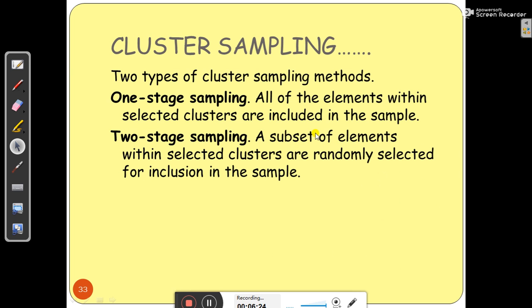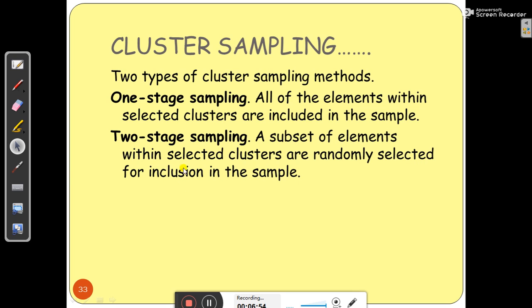There are two types of cluster sampling methods: one stage sampling and two stage sampling. In one stage sampling, all of the elements within the selected clusters are included in the sample. But in two stage sampling, only a subset of elements within the selected clusters are randomly selected for inclusion in the sample.